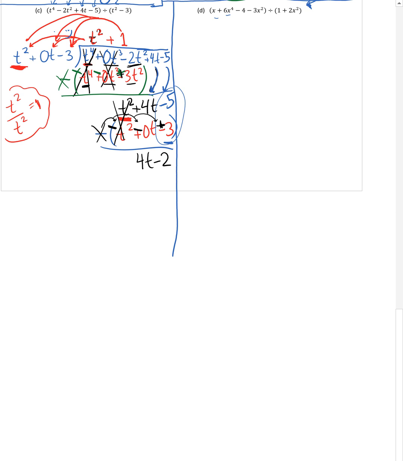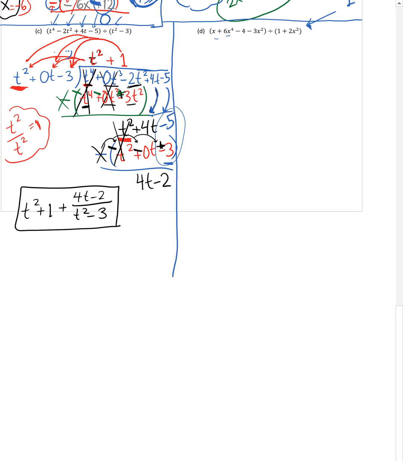And now since there are no more terms to bring down, I'm all done with this problem. My answer is the quotient, which was t squared plus 1, plus the remainder that we just have at the bottom, 4t minus 2, over the divisor, which was t squared. I could put the 0t minus 3, but at this point, since I'm just writing my answer, I don't really need the 0t. The 0t was only there to make the division work nicely, but now that I'm done with the problem, I don't need it. It's just a tool to get me to my answer.